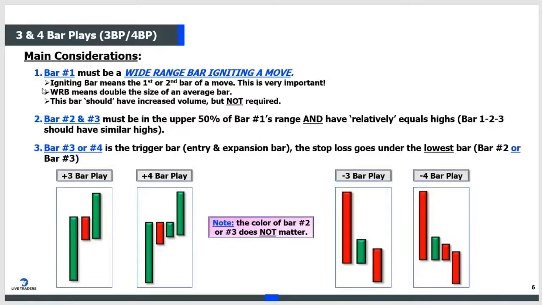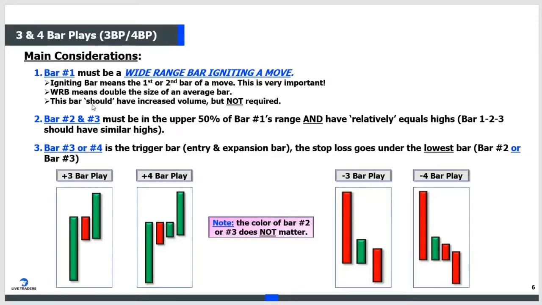Wide range bar means it should be at least double the size of an average bar. Now, the reason there's not a number attached to this is because every stock is different, right? A wide range bar on Amazon might be $4. A wide range bar on Bank of America might be 25 cents. So just take a look at the rest of the bars on the chart and go, wow, the average bar looks to be about 20 cents. Wow, this bar is 50 cents. That would be a wide range bar, roughly double the size of an average bar.